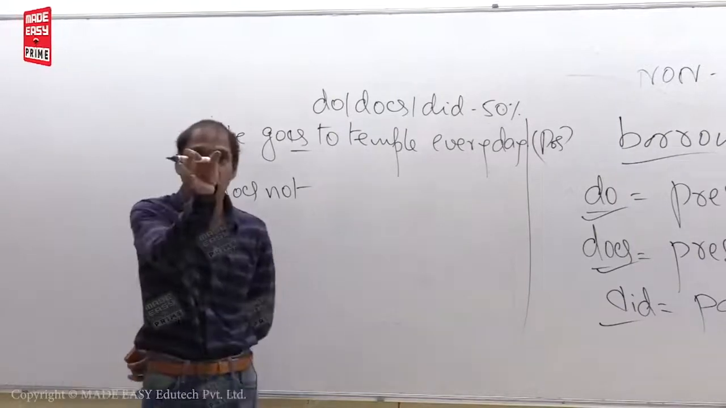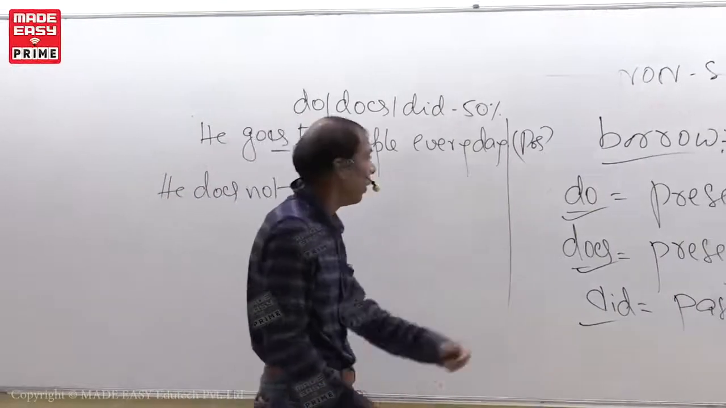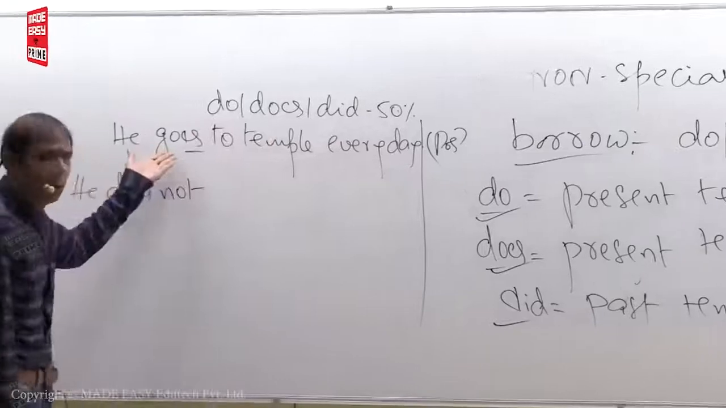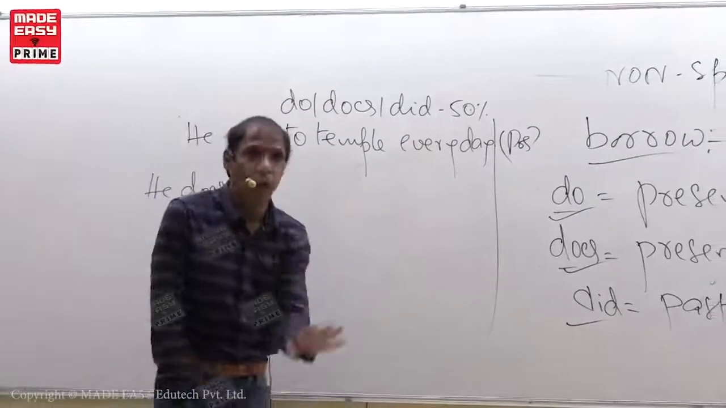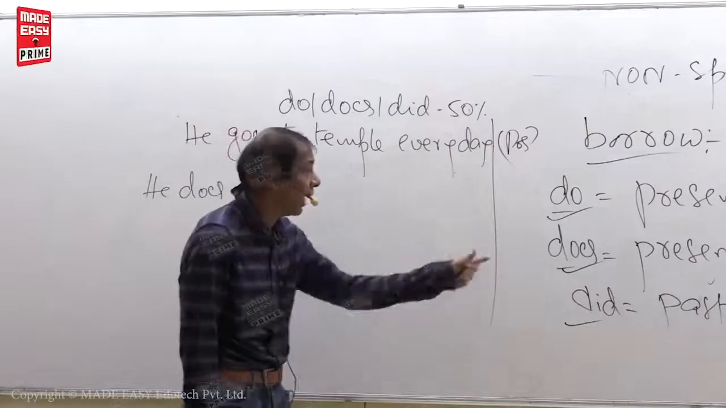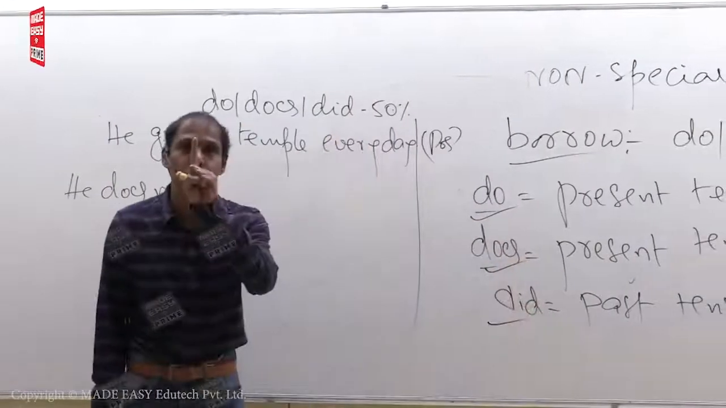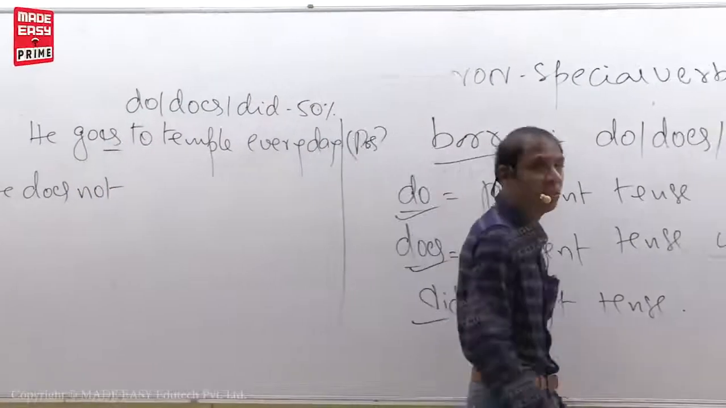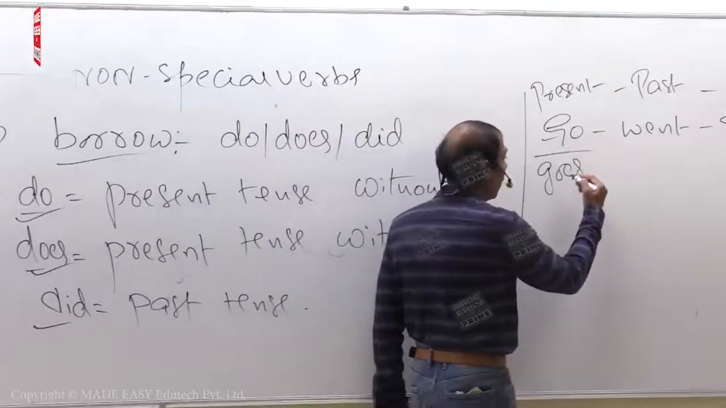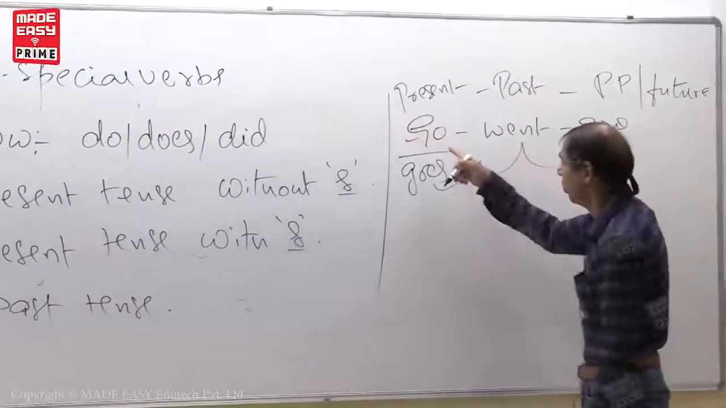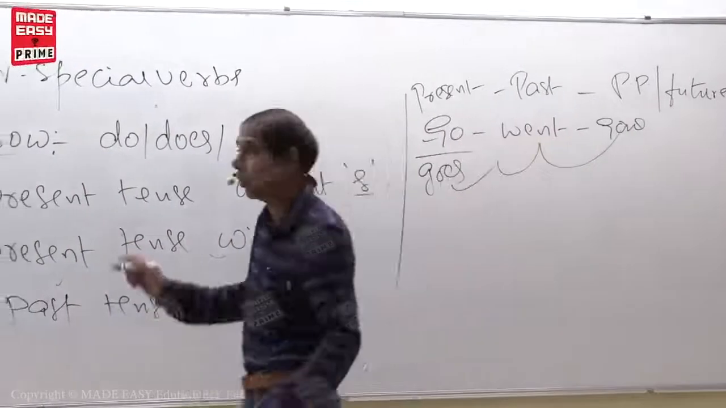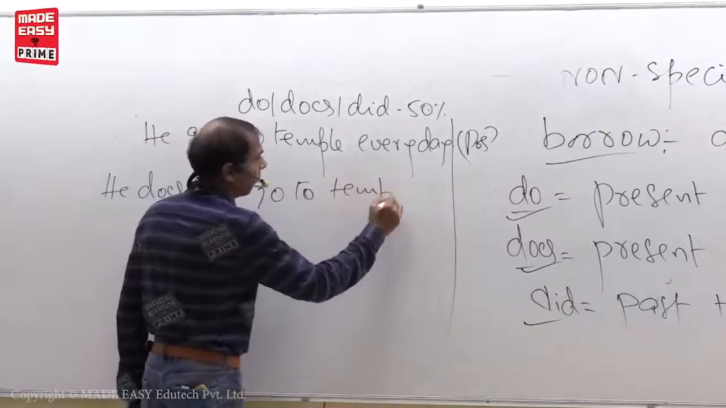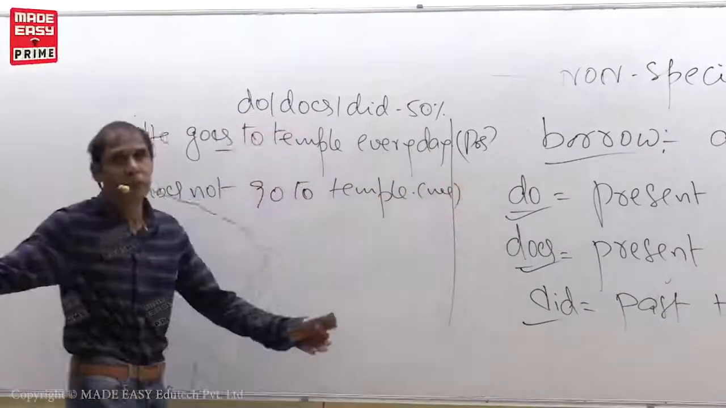Now you have taken note: you borrow do, does or did depending on the verb. But when we are borrowing do, does or did, you should put only the root verb. Root means actual, actual means origin. What is the origin for goes, went and gone? Go. So whatever you borrow, take the root verb. He does not go to temple. Negative is done. That's all.